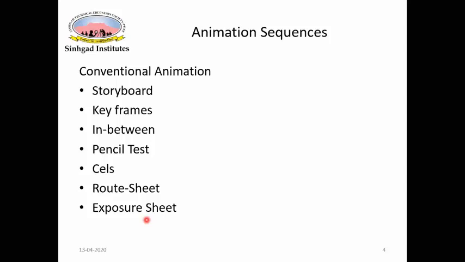It gives details for each frame, such as the order of all the figures in the frame, dialogue description, any sound required, choice of background, camera position within the frame, all that is given in the exposure sheet. So that is all about the steps in the design of an animation sequence.